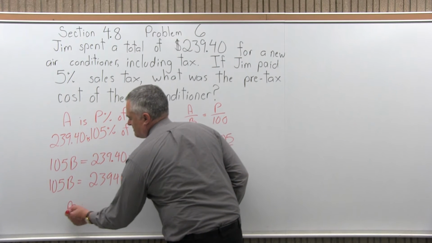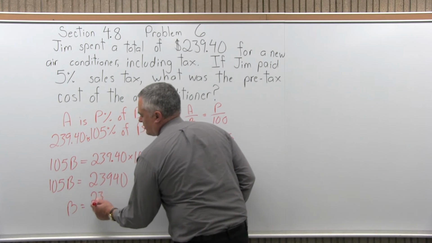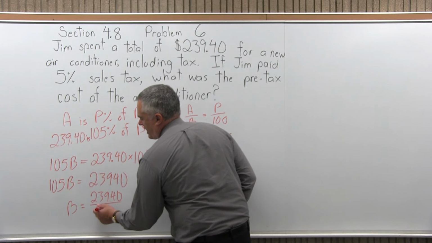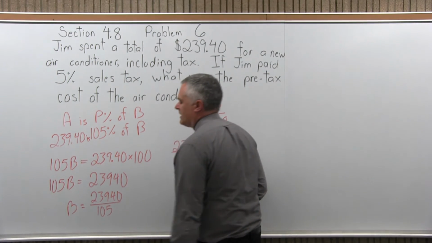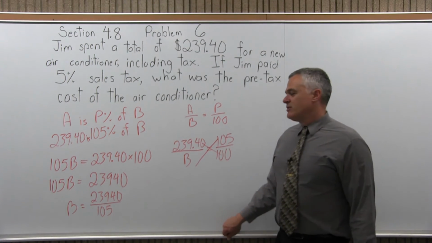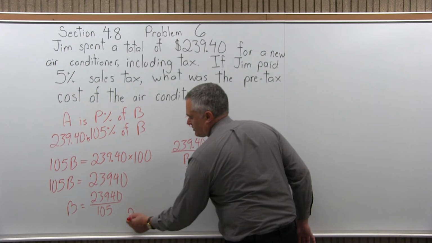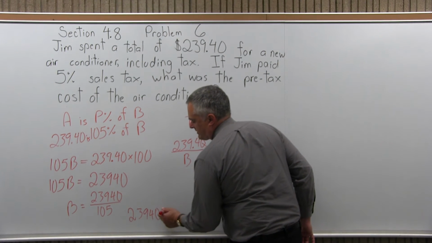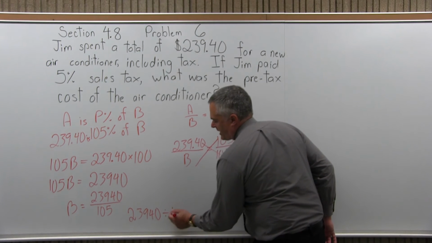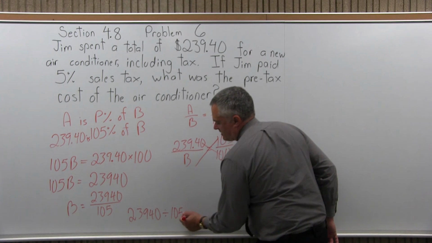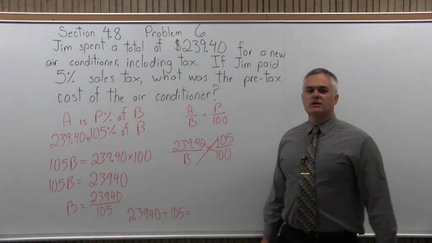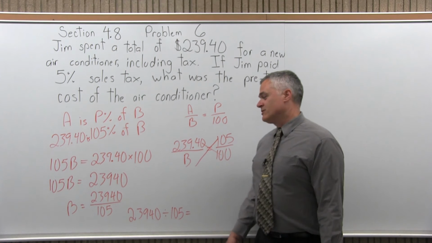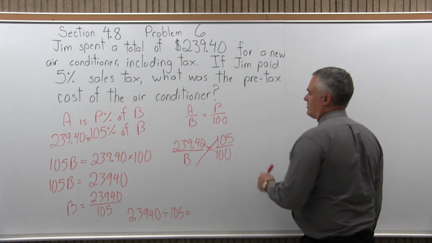And what that gives me is B is equal to 23,940 divided by 105. Now, if your math teacher will allow you to use a calculator for class, just simply enter the numerator on the screen of the calculator first. Press the divide button. Put the value in the denominator on the screen of the calculator, hit equals. And you get the answer. Very easy. Now, if your teacher won't let you use a calculator, you just have to do it the long way, which is not the end of the world.